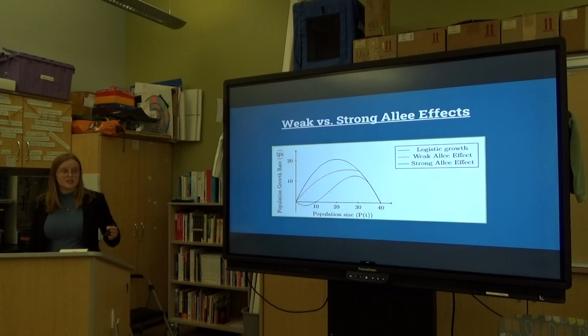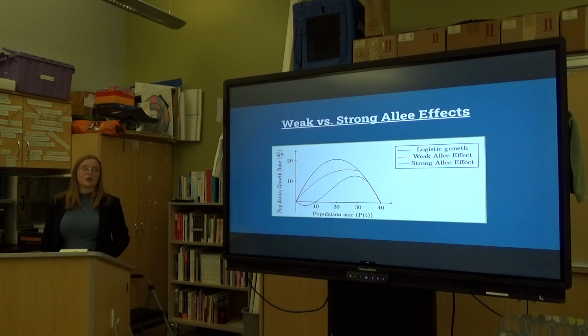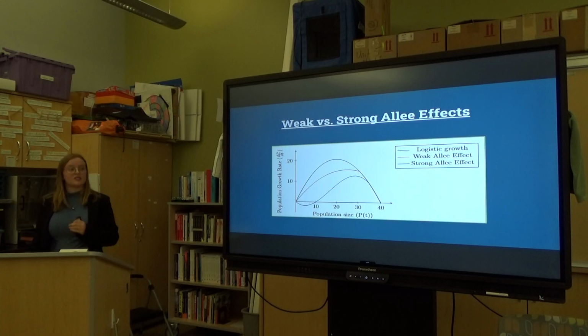As you can see, among logistic growth, strong Allee effects, and weak Allee effects, the only graph or equation with a negative population growth rate is strong Allee effects.